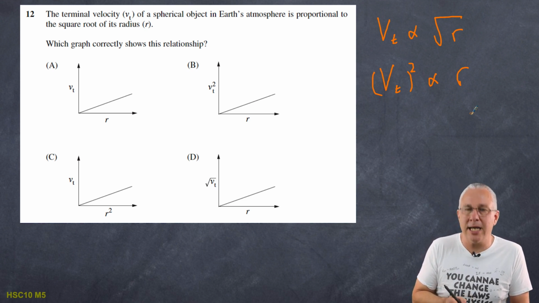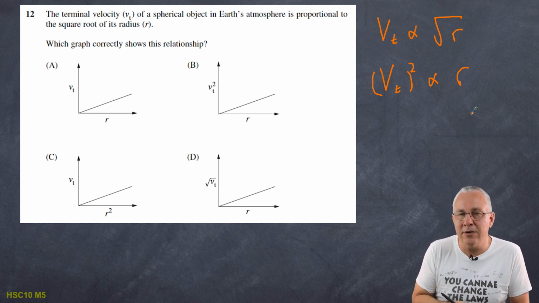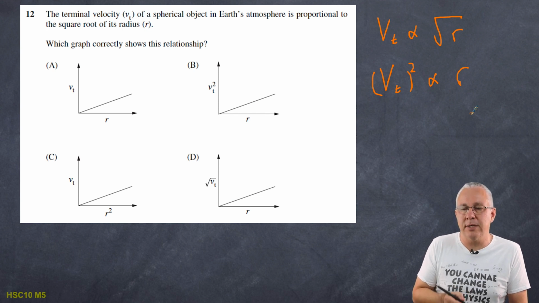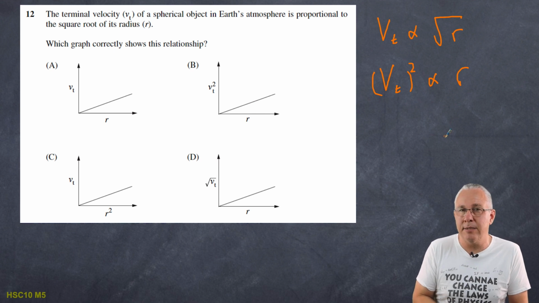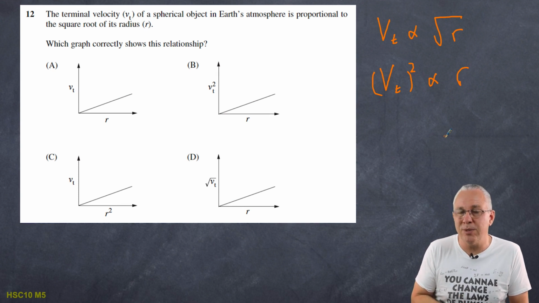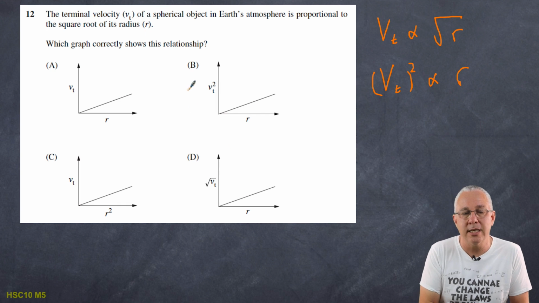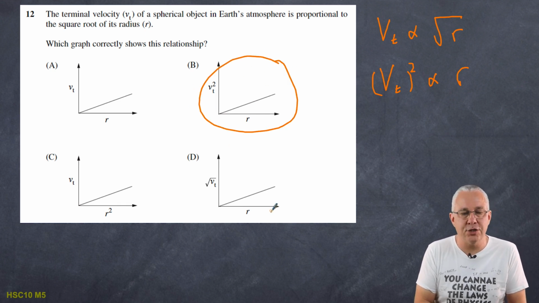Now, in our case, we have all linear graphs. So what's happening here? They're linearizing the data. And by that, what they're doing is they're graphing the relationship. So for example, we have r as our independent variable. It's going to be on the x-axis. In order to get a linear relationship, we have to graph vt squared, which is going to be on our y-axis. And so therefore, our B is the correct relationship.